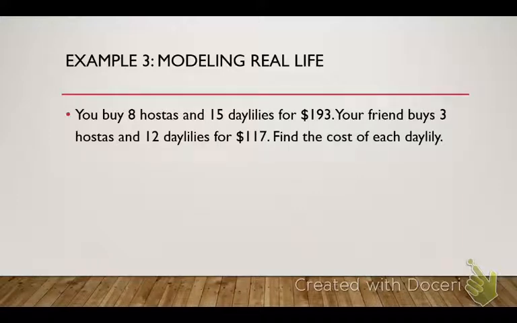All right. So my first equation, I'm just going to write it in the order that I'm reading it. 8x. 8 times, I don't know how many hostas, plus 15 daylilies, I'm just going to make that my y value, equals 193. Now I want you to make the second scenario match that one in terms of variables. Okay, so with the information from your friend, go ahead and make your second equation.